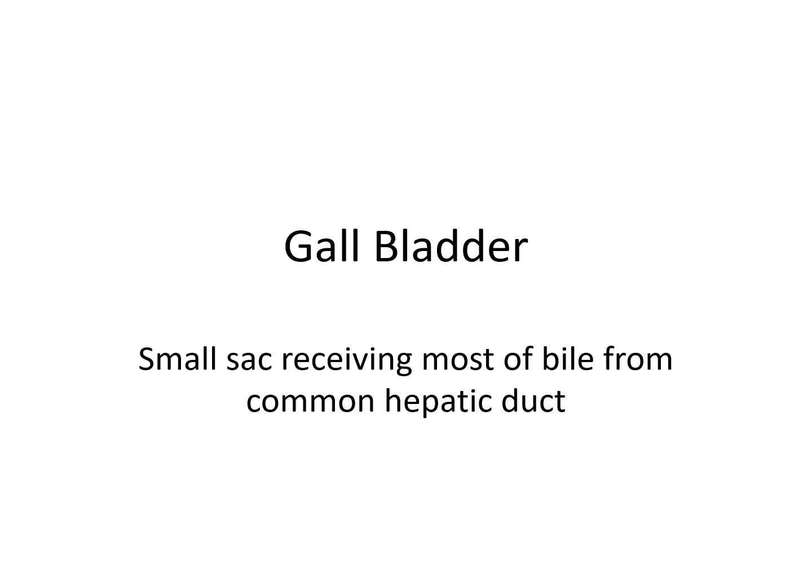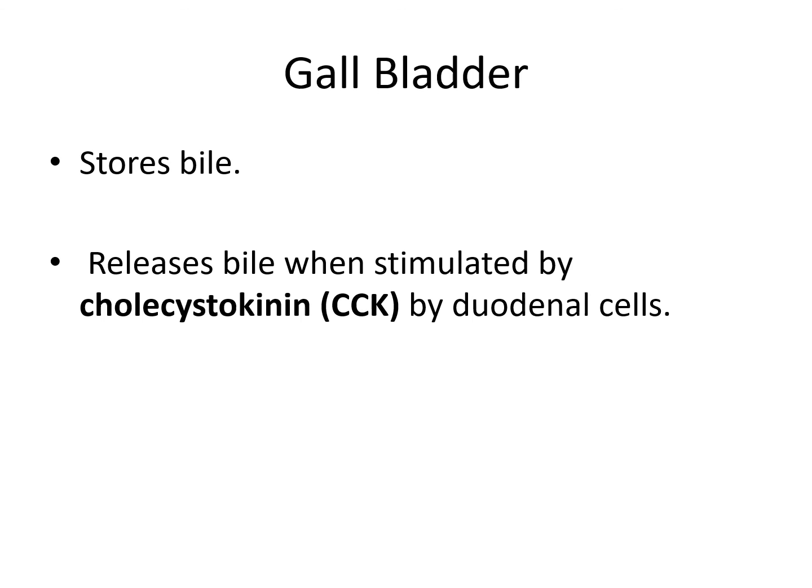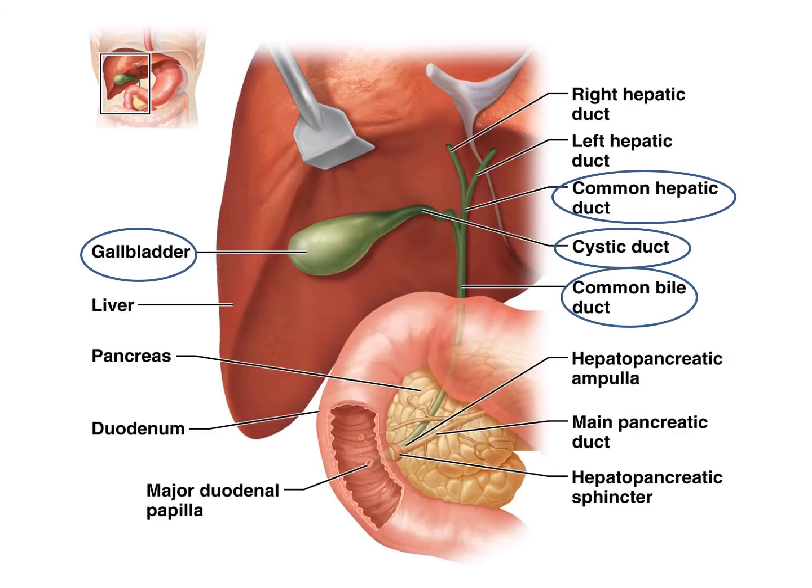Okay, the gallbladder itself is just a storage organ for the bile. Okay, it receives most of the bile via the common hepatic duct, and so it stores bile. It releases bile when stimulated by a hormone called cholecystokinin, CCK, from the duodenal cells. Okay, so here's the gallbladder, and of course the liver is kind of giant compared to it. And here we have the cystic duct, which carries bile to join with the common hepatic duct, and they join together to form the common bile duct, and empties into the main pancreatic duct into the duodenum.